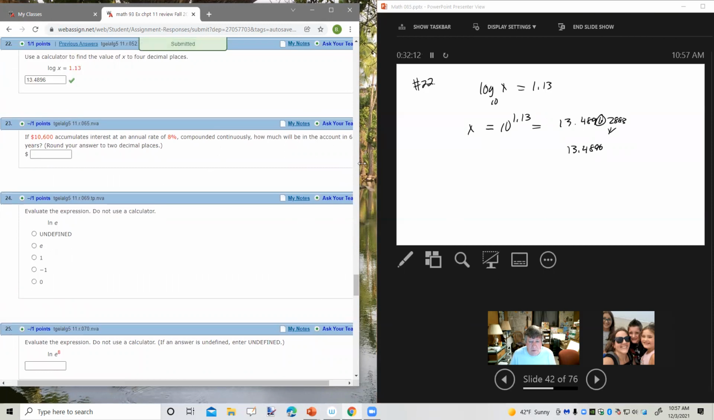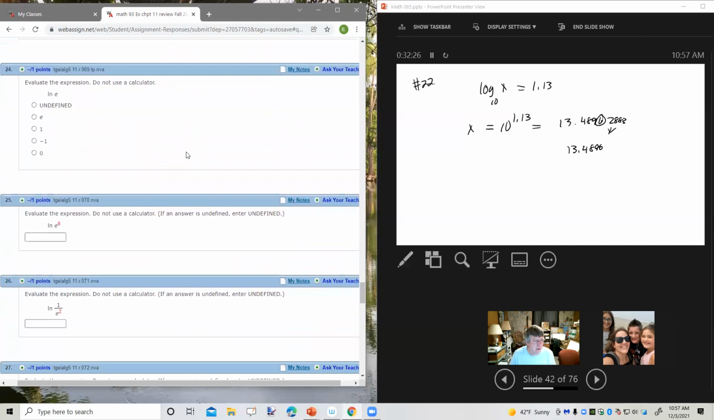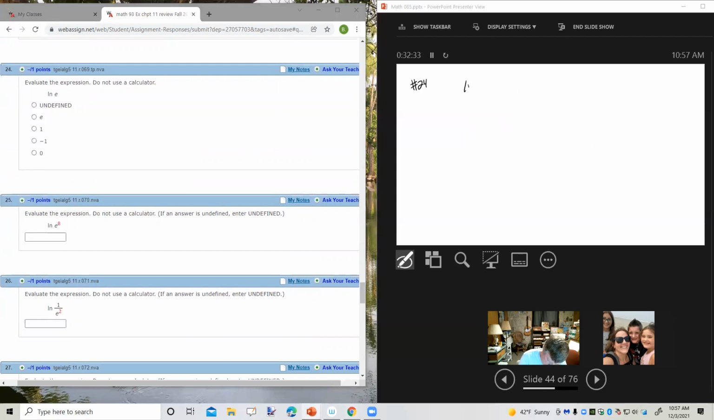Okay. We've done something like that. So you'd use the A equals PE to the RT for that one. Value to expression is what, 24. Natural log of E equals something. Well, this is log base E of E equals something. So E to the something equals E, which is E to the 1. So the something is 1.